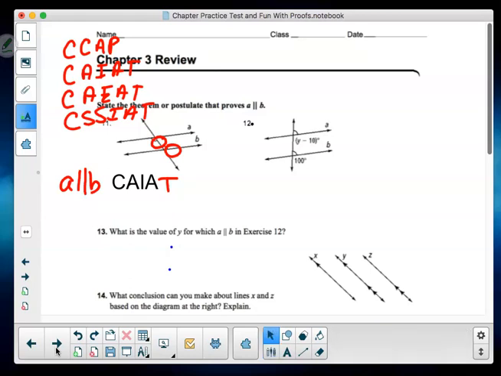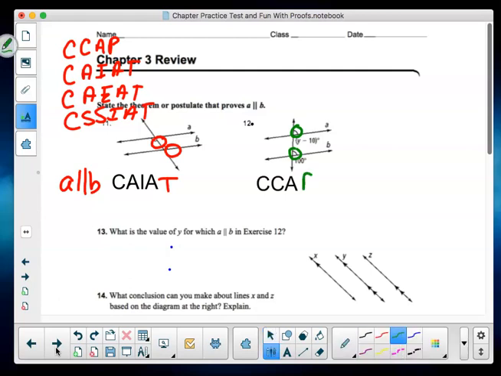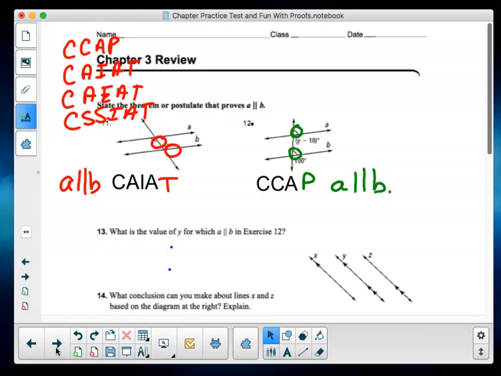Now, if I look at this one, and it's interesting, this and this are congruent, okay? I don't know anything about y minus 10 and 100, but I do know those markings show that they're congruent, and those happen to be in a corresponding angles position. So by the converse of corresponding angles postulate, I know that A is parallel to B. Okay, and that's all they asked me to do there.